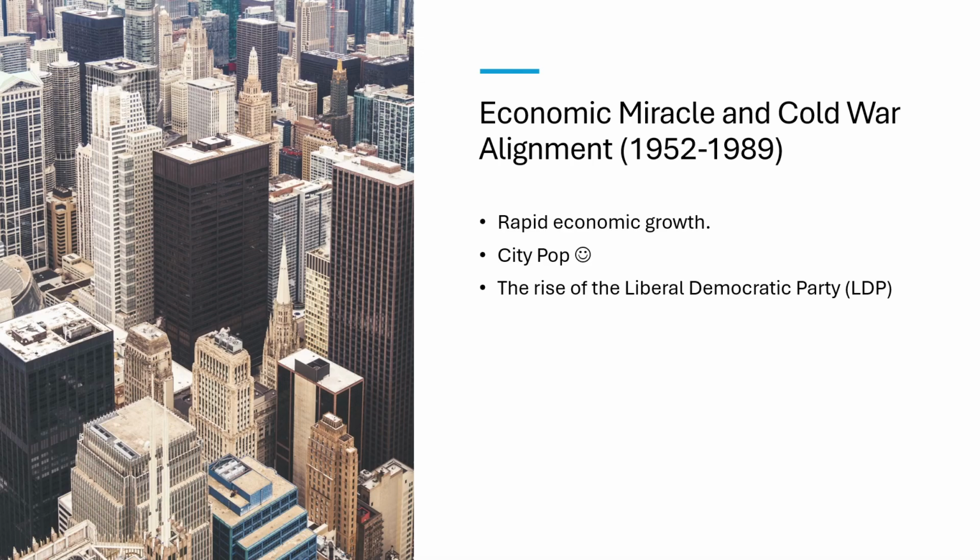Politically, the Liberal Democratic Party, or the LDP, dominated from 1955 onward. Japan remained a key U.S. ally during the Cold War, but maintained a pacifist military stance under Article 9. In the 1980s, Japan's asset bubble, in real estate and stock markets, grew dangerously inflated.